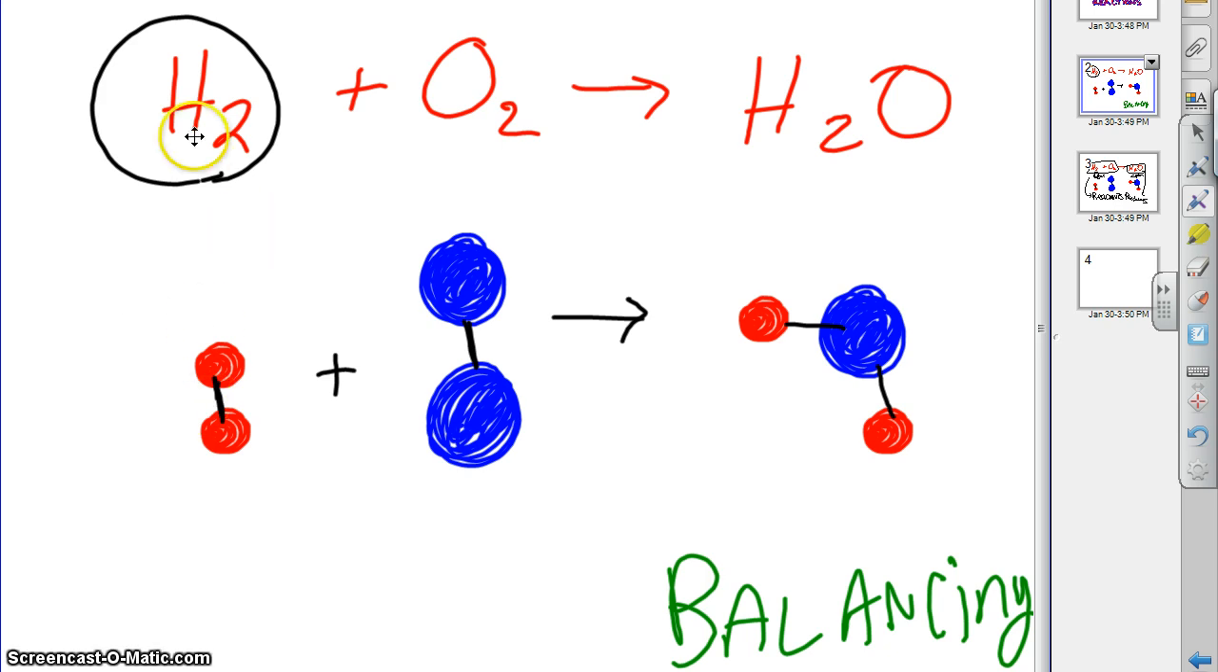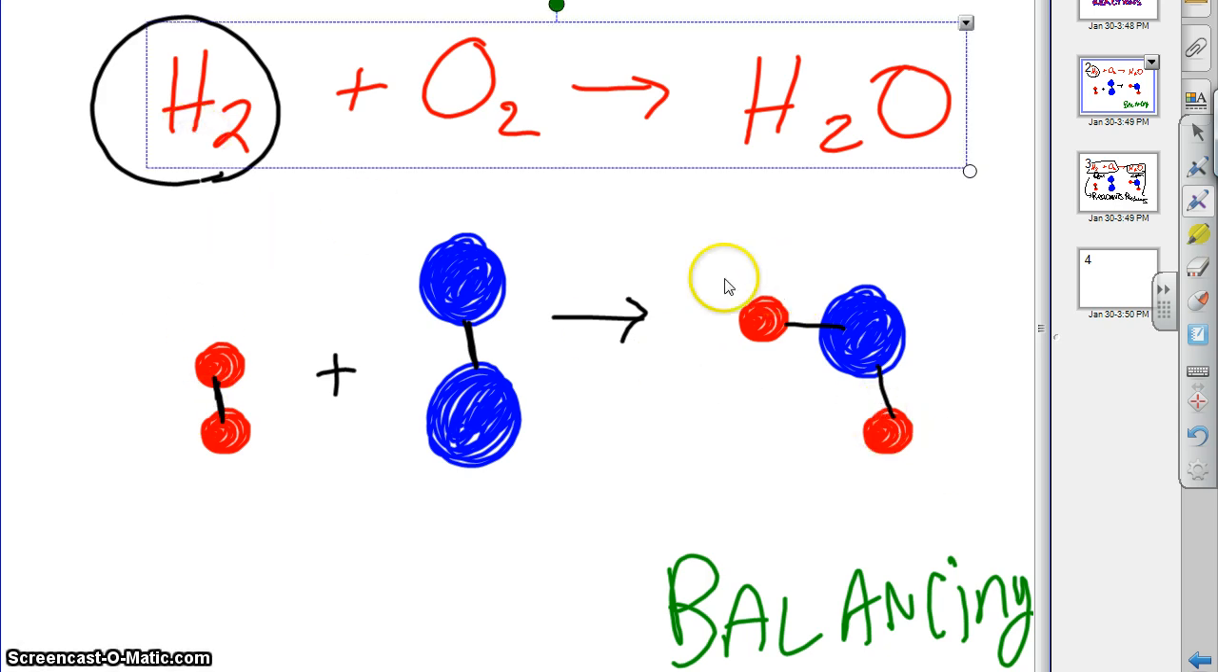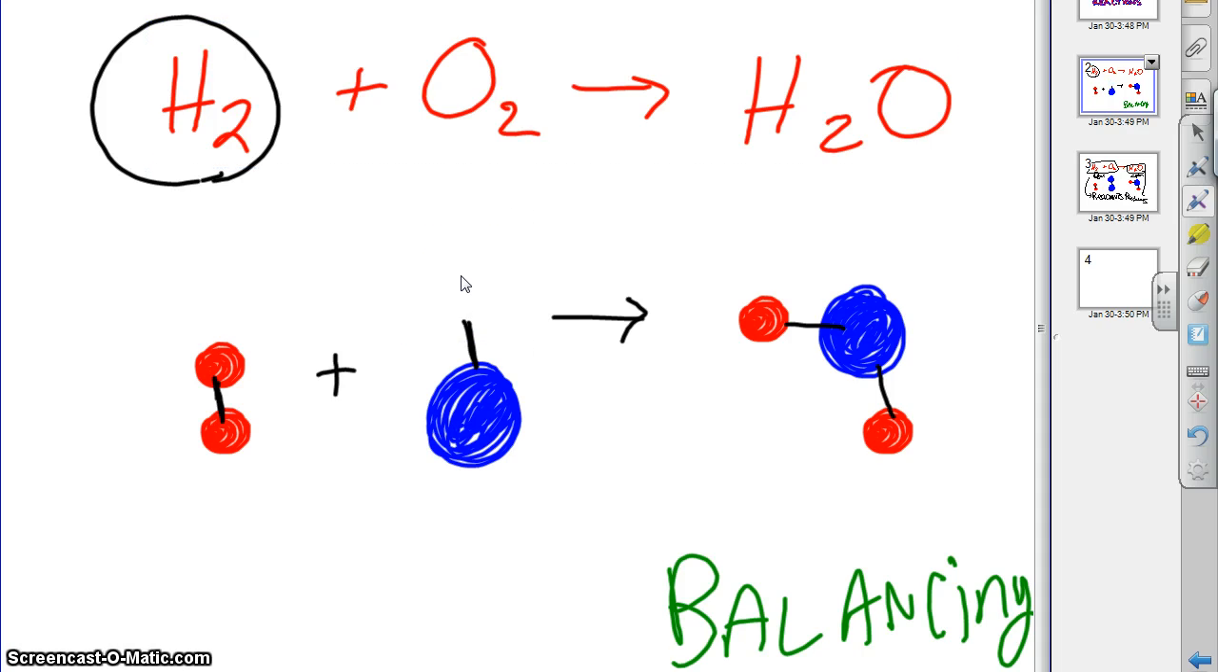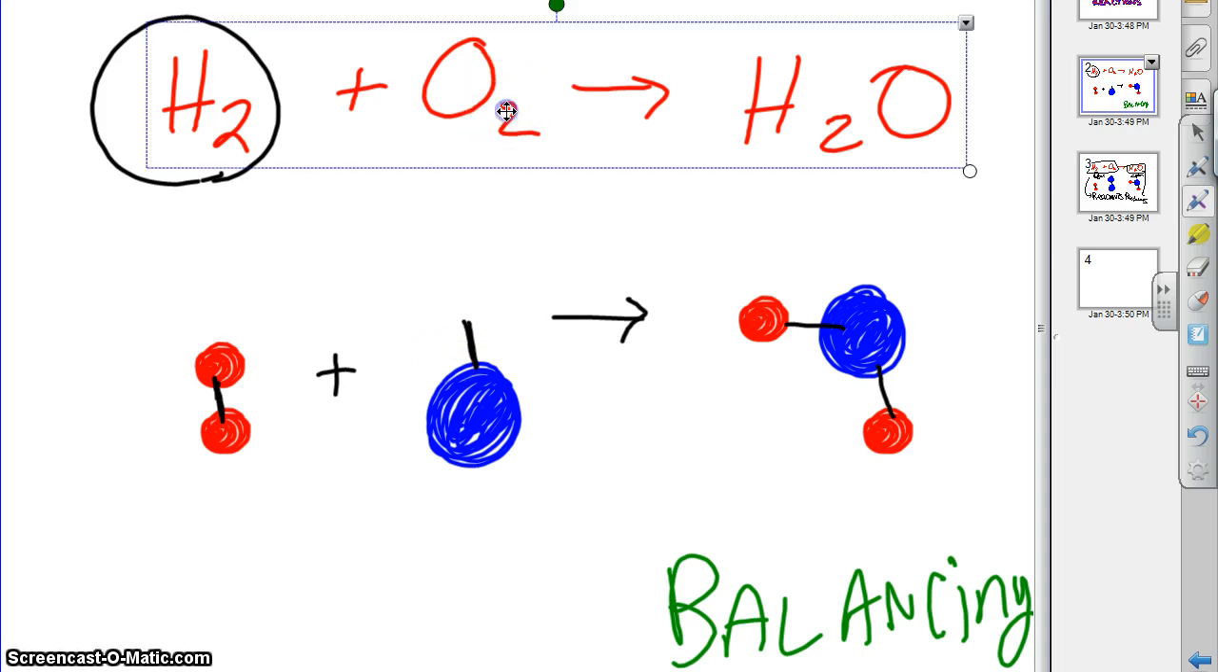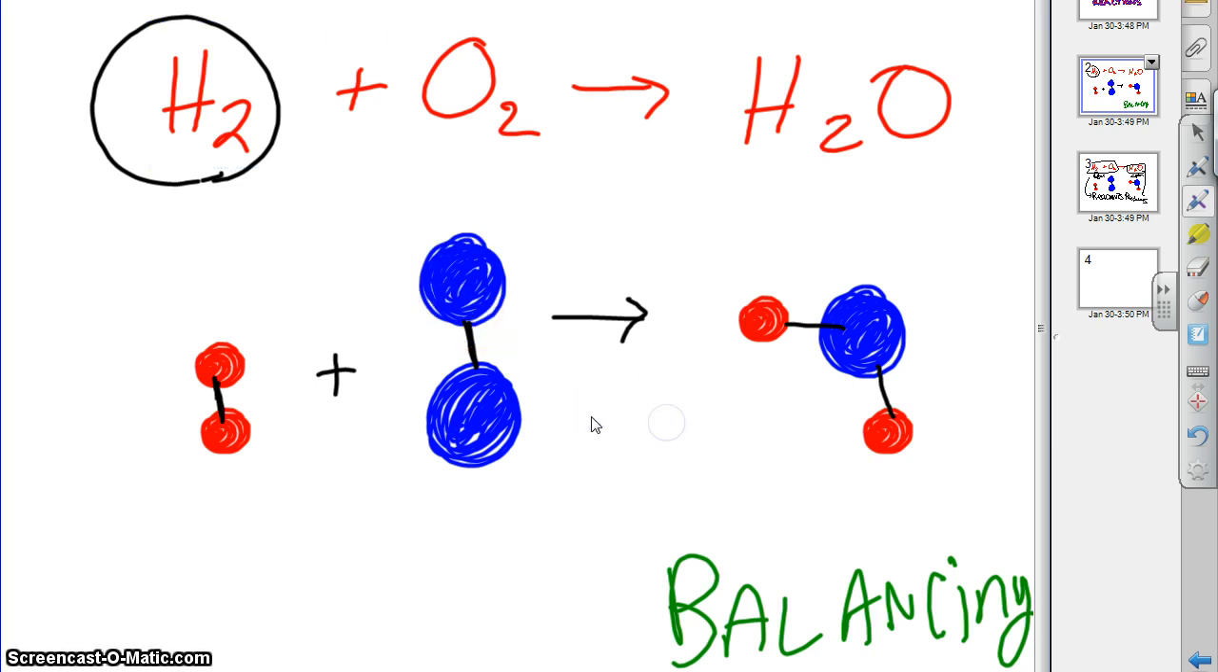Well, the H's we just already talked about. The H's are already okay. We have 2 H's, and we're going to make 2 H's. And so our problem is the oxygens. And so you might say, well, we can get rid of one of those. Well, that's not allowed, because oxygen is a diatomic element. It has to start with 2, so you're not allowed to do that.